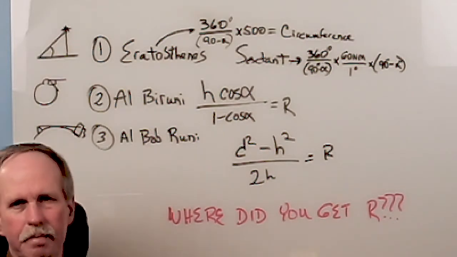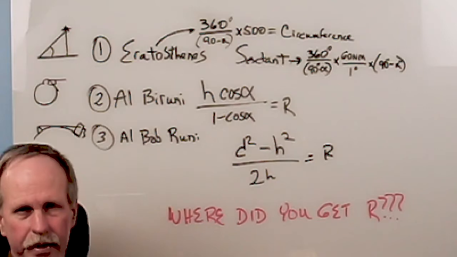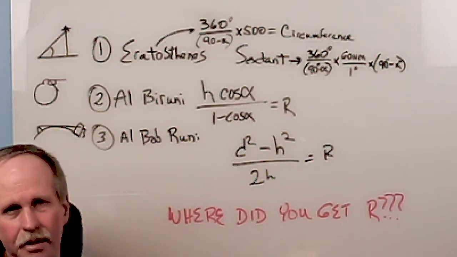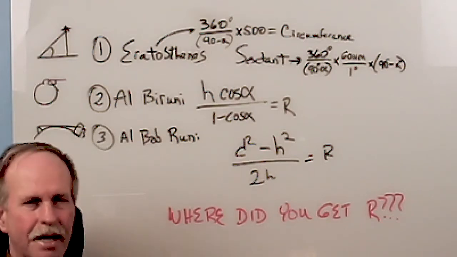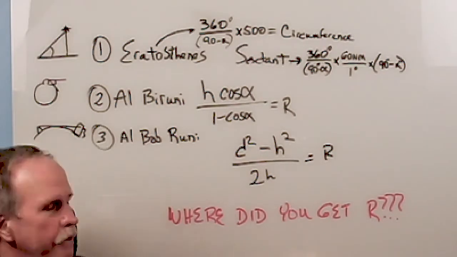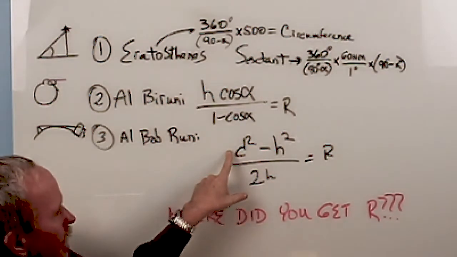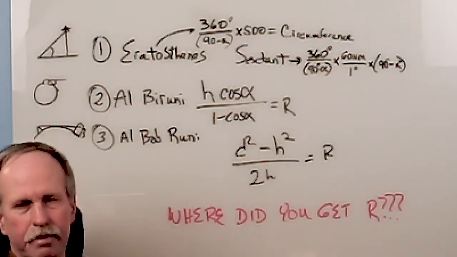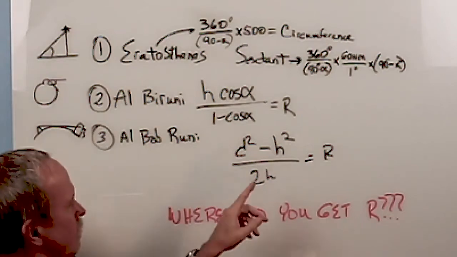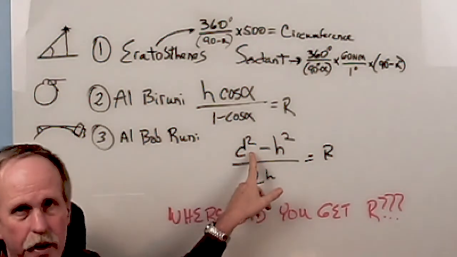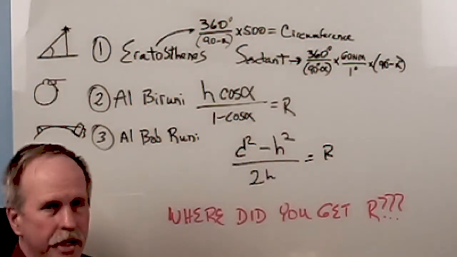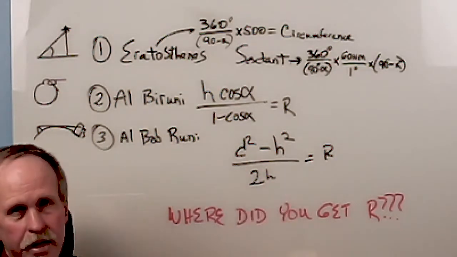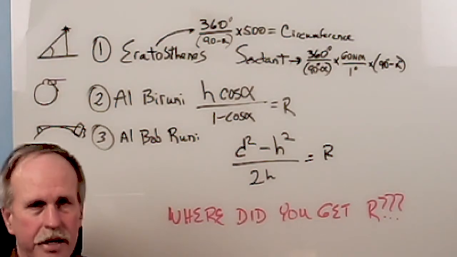Now, recently I came up with my own method for deriving the radius of the Earth directly, and thanks to Blue Marble Science, it has acquired the name, the method Al-Biruni. What I did with that was I looked at the distance to an object and the height of the object that was hidden from my view. And what I found was that if you took the distance and squared it, subtracted the hidden height squared, and divided it by 2 times the hidden height, you came up with the radius of the Earth.